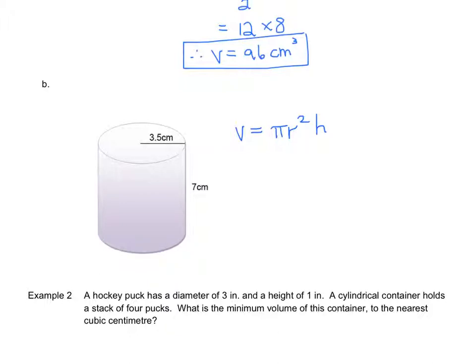So that's how we develop the volume formula for a cylinder: pi r squared h, the area of the base times the height. Now we just have to sub in our radius and height. So pi times 3.5 squared times 7. And if you type that into your calculator, you should get 269.4 centimeters cubed.